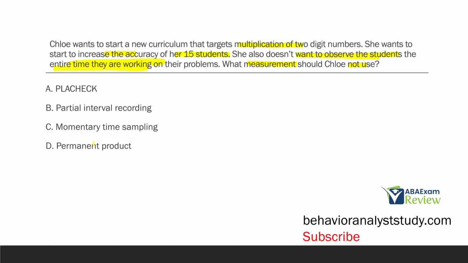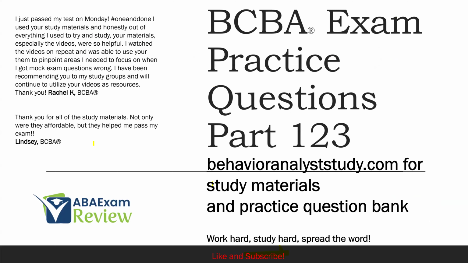And then, of course, D, permanent product. She wouldn't have to observe the students at all. She would just need to observe the outcome of their behavior. So the measurement Chloe should not use is B, partial interval recording. Pretty easy question. Sometimes the questions will be easy, even on the exam. It's okay. Just trust your prep, answer the question, move on.